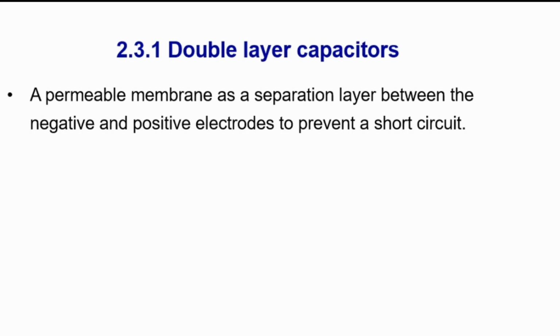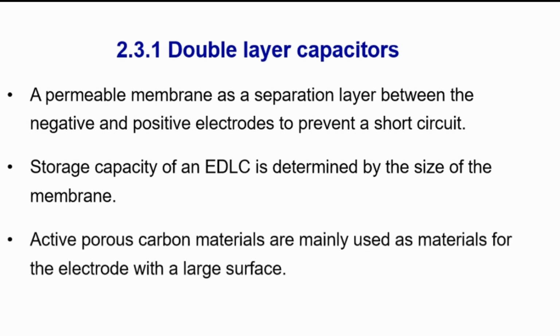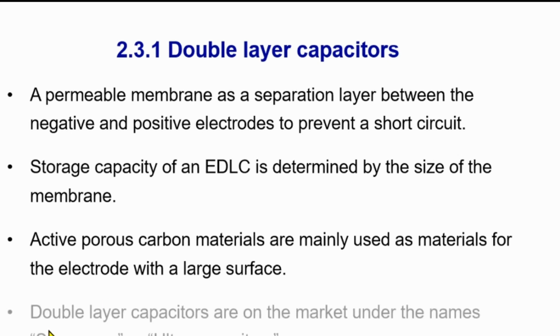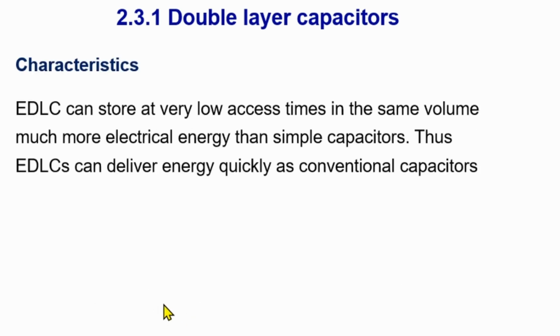There is a permanent membrane as a separator between the negative and positive electrodes to prevent a short circuit. The storage capacity is determined by the size of the membrane, so the area of the membrane, and the distance between the electrodes. So the thinner you can make the membrane, the higher is the capacity. And the active porous carbon materials are mainly used as materials for the electrode with a large surface. Yes, as I mentioned already, they are often called supercaps or ultra caps. They have a very low internal resistance, so this can provide energy very quickly.